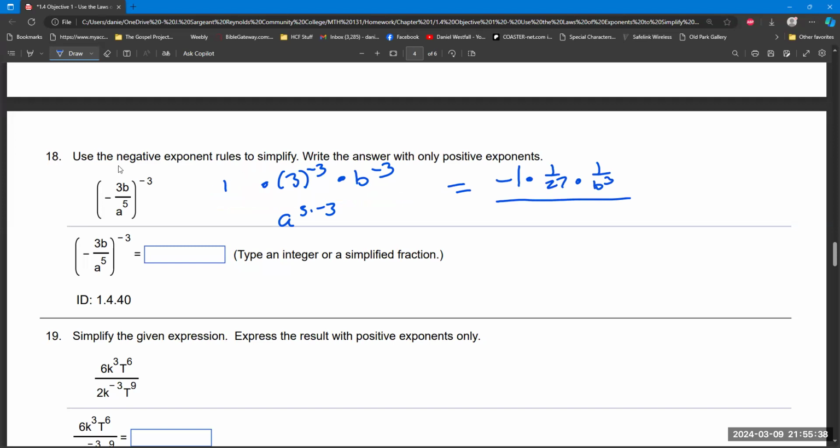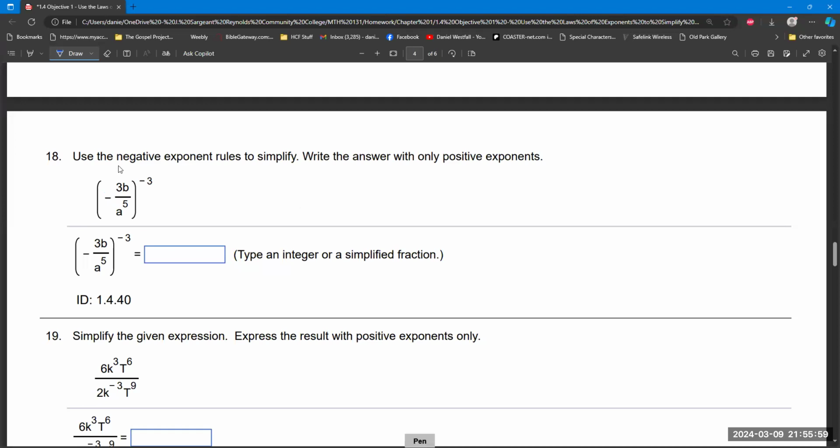Let's do this. A couple different ways to do this. Let's make this easier on ourselves so we don't get fractions inside of fractions. Let's put this negative up here. Let's just think of it up there in the numerator.